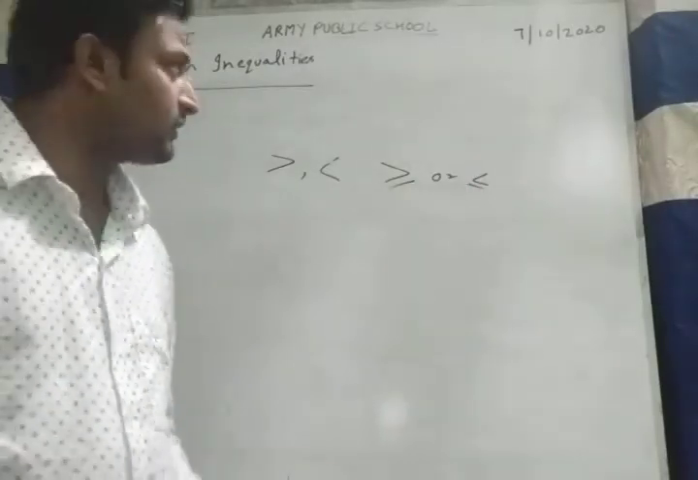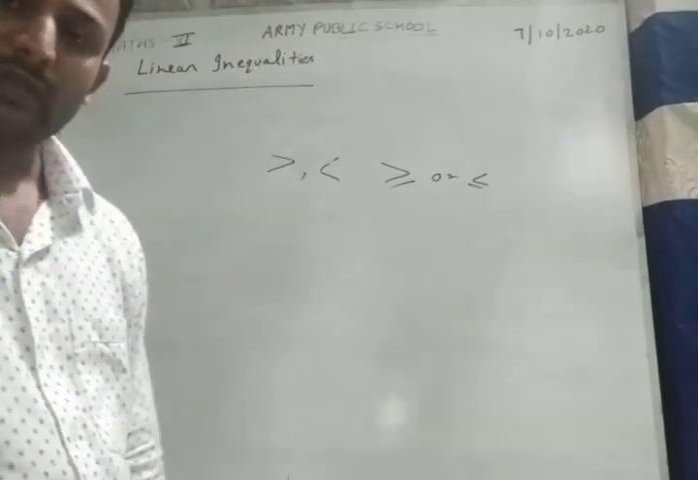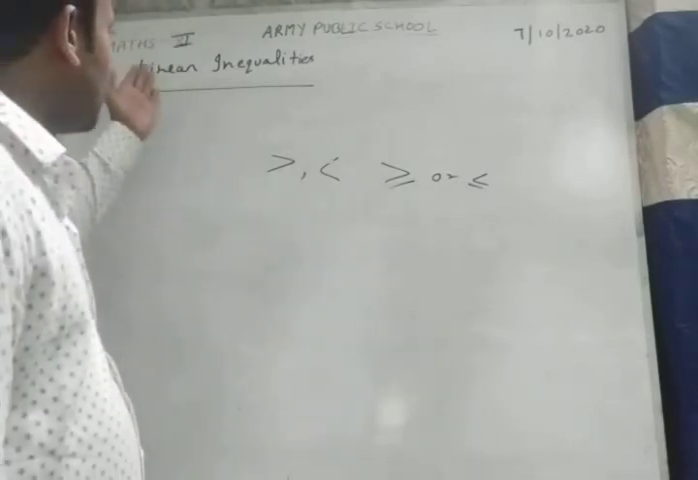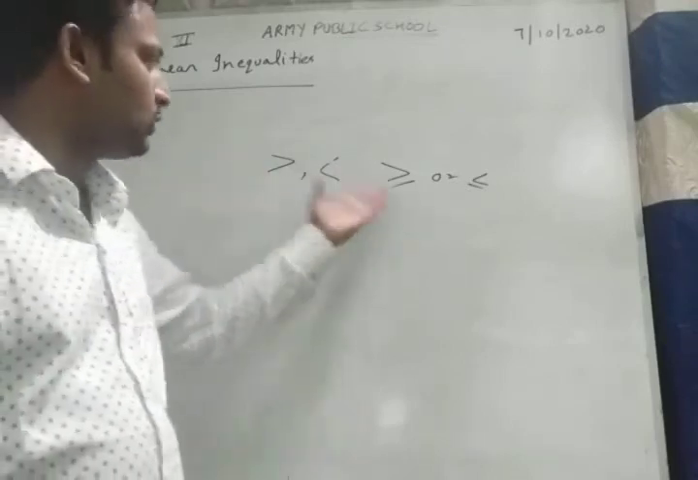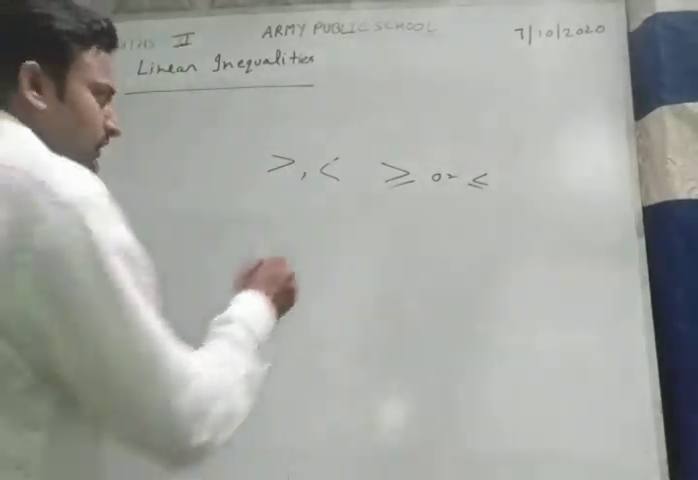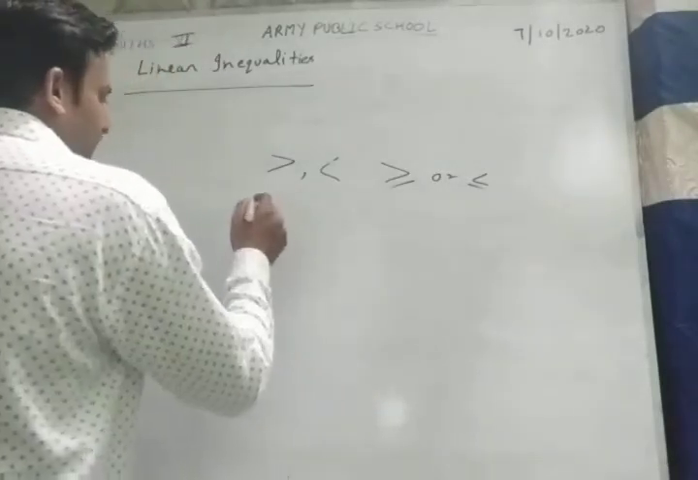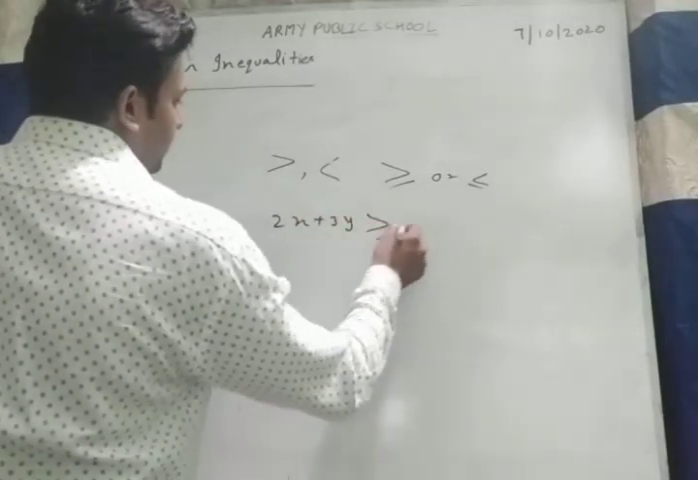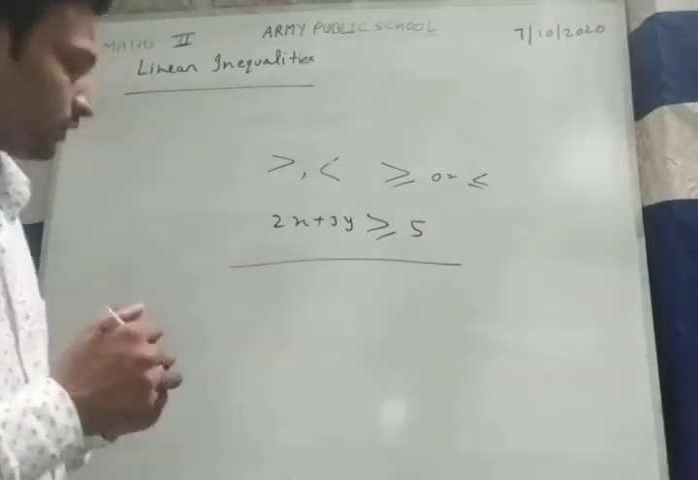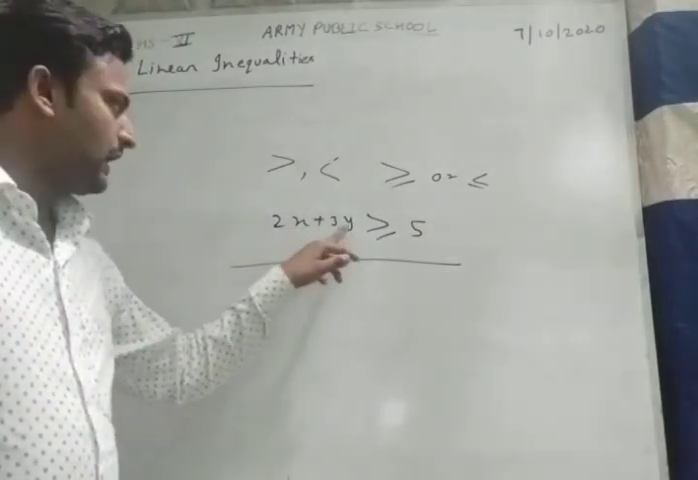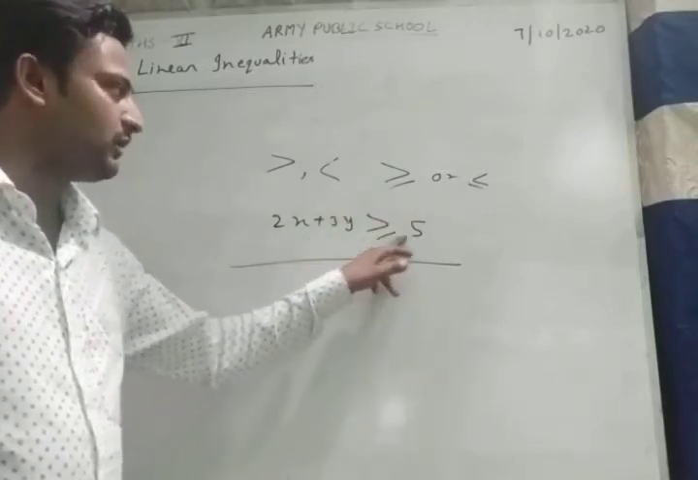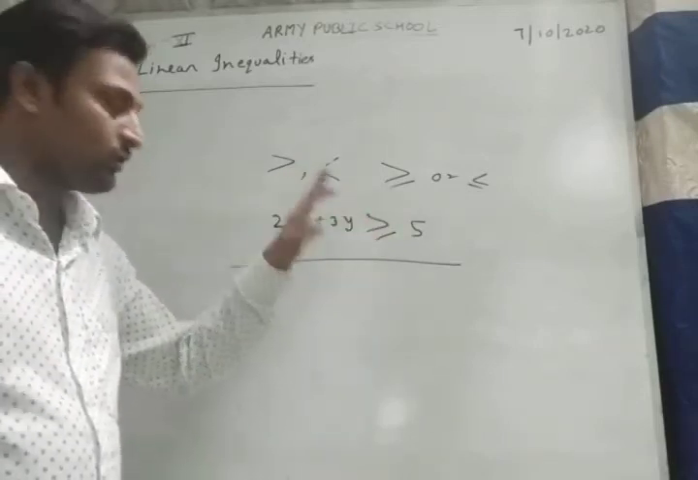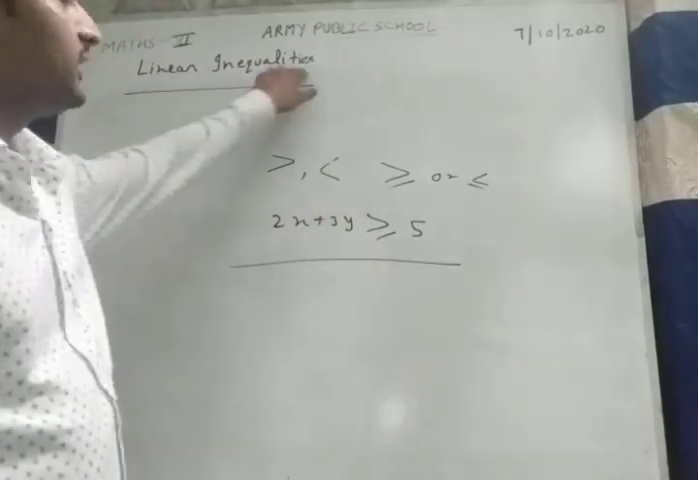What is linear inequalities? An inequality involving one or two variables with linear power is called linear inequality. Suppose we take an example, 2x plus 3y is greater than or equal to 5. There are two variables, x and y, and also the sign of inequality, and the power is 1 here as well. So this type of inequality is called linear inequality.